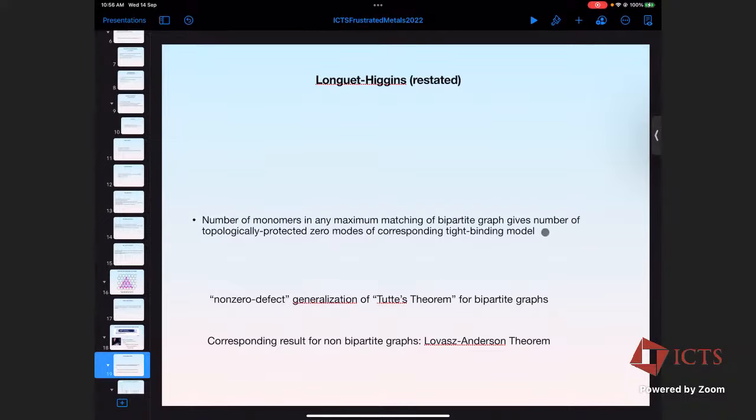This is that anti-symmetric matrix I was talking about. I just translated that to physics language, right? So now this is the non-zero defect generalization of what I said earlier. Earlier I said if there are no topologically protected zero modes, there's a perfect matching. But let's say there are some topologically protected zero modes, then there may have to be monomers. What's the connection between the numbers of monomers and numbers of zero modes? Well, they are equal. That's the statement, right? And this is true both for bipartite and non-bipartite graphs, proved by different people, given different names, but it's the same statement.